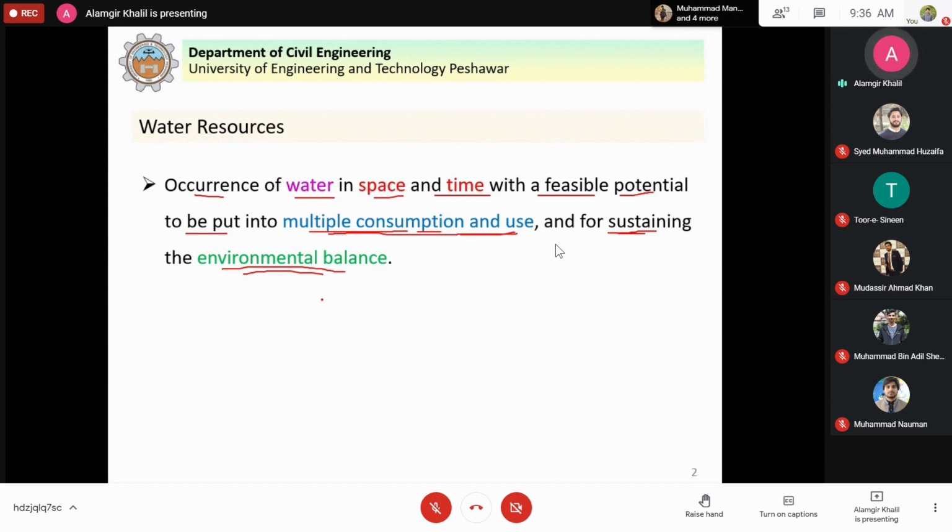After usage of the water, as you studied in environmental engineering, we have to treat the water before we release it to the point of disposal. This is important for sustaining the environmental balance, because the water which is used in our houses definitely carries chemicals. It is coming from cooking, washing.